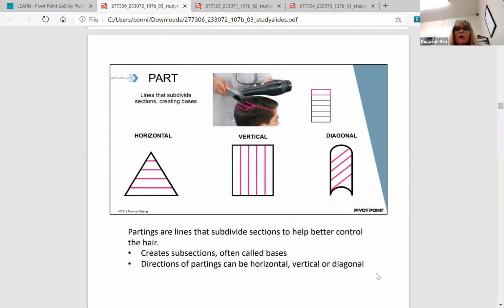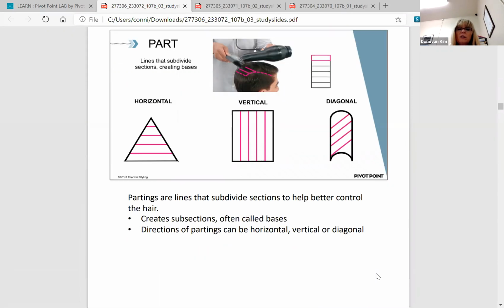So we have to think about how we're going to part the hair, because parting is like a subsection or a subdivision, right? It's just going to give us better control. Sometimes they call the subsections bases, depending on what you're using. So they all kind of mean the same thing. It's a whole learning language. You have to learn what base means, what subparting means, what sectioning means, what part means, what subsections are. It's like a whole other language. It'll come. The more you hear it and the more you use it, the more you'll learn those words.